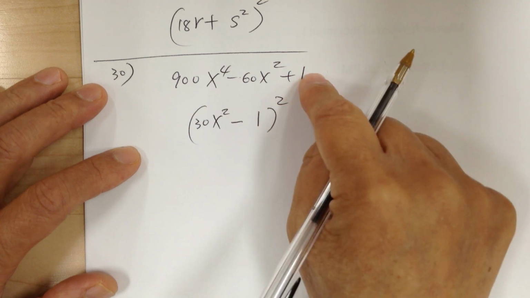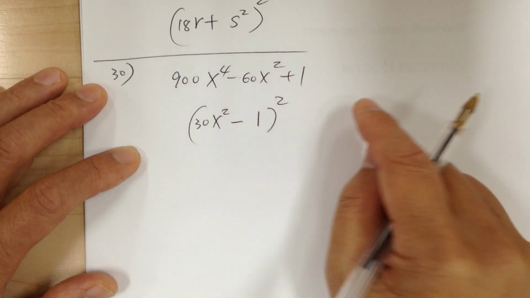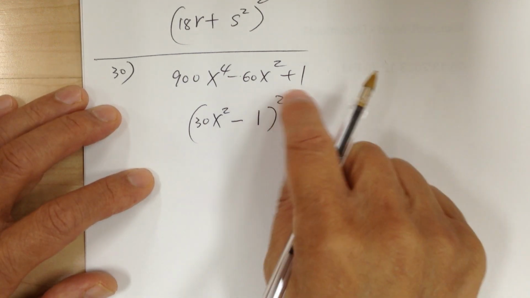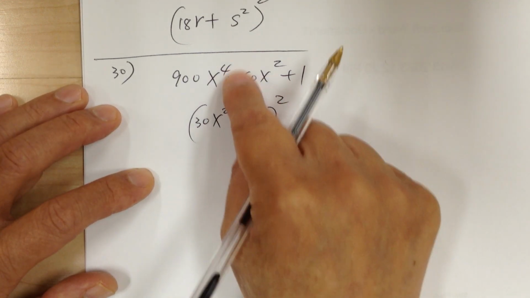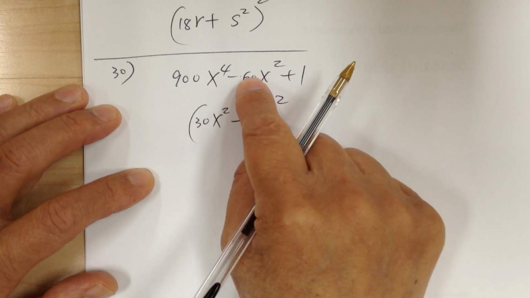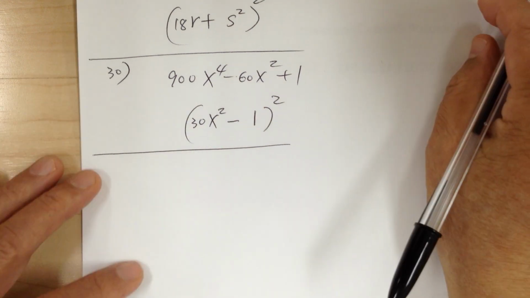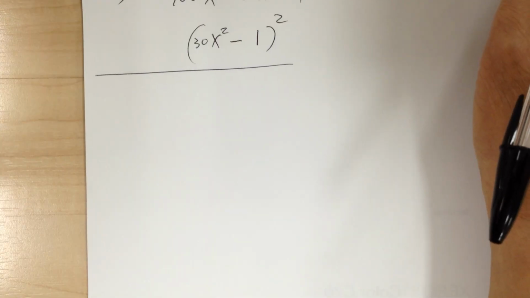Again, 1 squared gives you 1. 30 squared gives you 900. x squared gives you x to the 4. Let's check and see if it matches the middle term. Negative, match. 2 times 1 is 2, times 30 is 60. So that's good. Alphabet x squared, so everything's all good. That means it's correct.